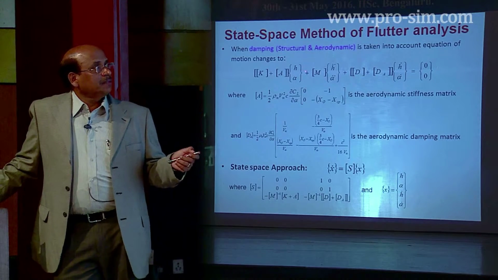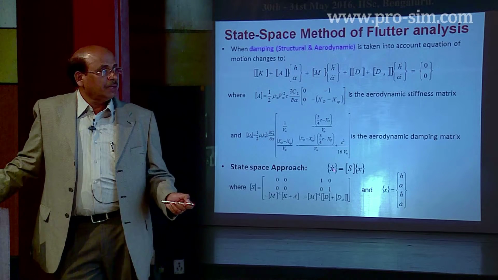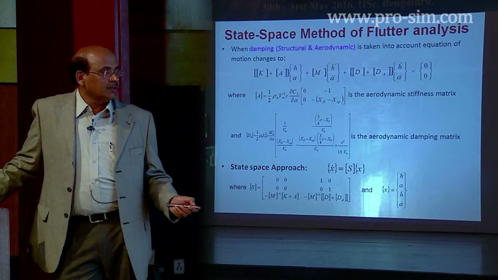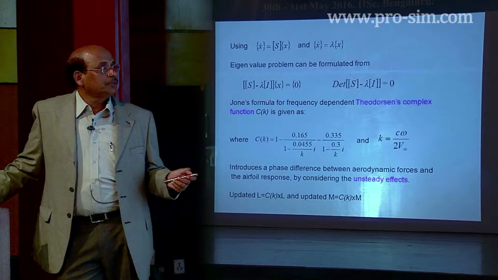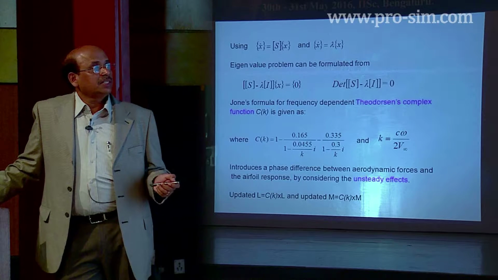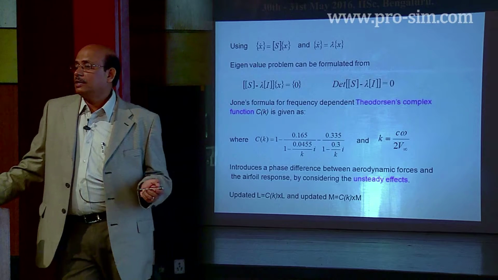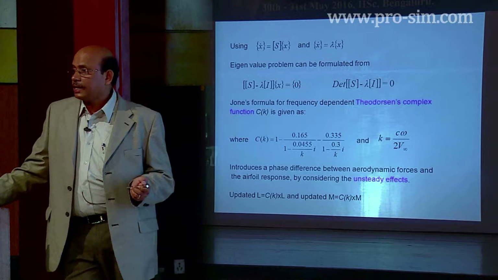Then the system of equations is transformed into a state space form by doing this substitution, where S is given by this matrix. It goes through a series of steps like this. Ultimately, again, we get into an eigenvalue problem like this. We also apply what is known as Theodorsen's complex function for considering the unsteady effects. Then we solve these equations in an iterative way.